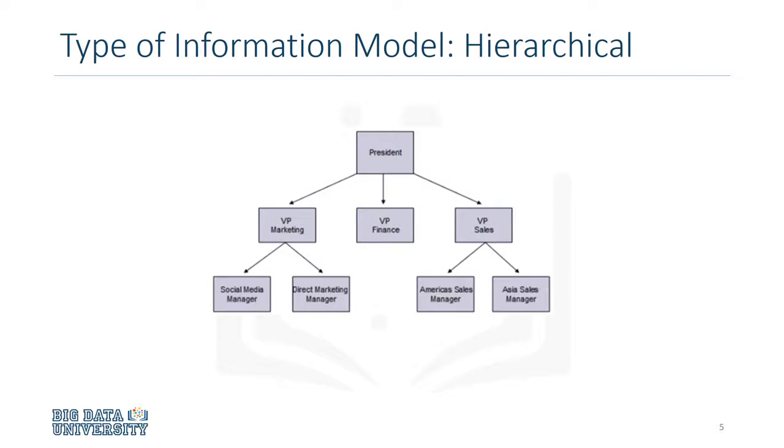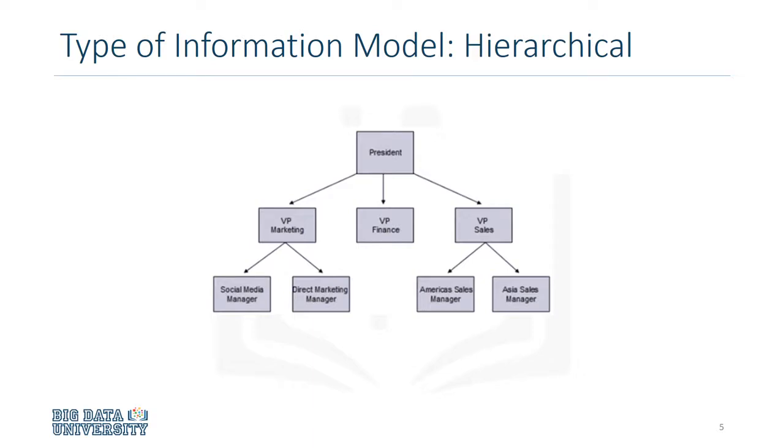There are several types of information models. The most popular is the hierarchical, typically used to show organizational charts. As shown in this figure, the hierarchical model organizes its data using a tree structure. The root of the tree is the parent node, followed by child nodes. A child node cannot have more than one parent. However, a parent can have many child nodes.